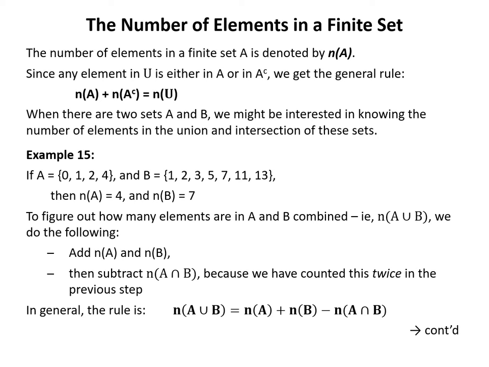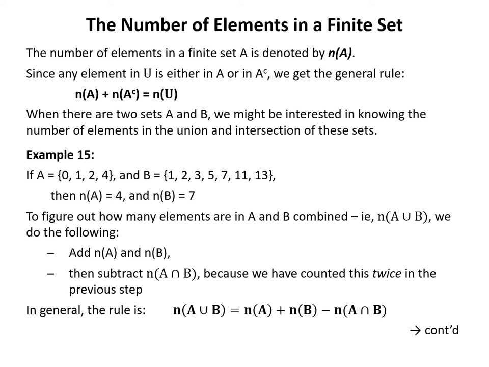In example 15, we have two sets. Set A is the numbers 0, 1, 2, and 4, and set B is the numbers 1, 2, 3, 5, 7, 11, and 13. So in this particular case, we can see that the number of elements in A is 4 and the number of elements in B is 7. And we get those just by counting the number of elements.